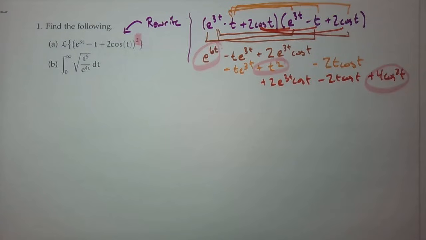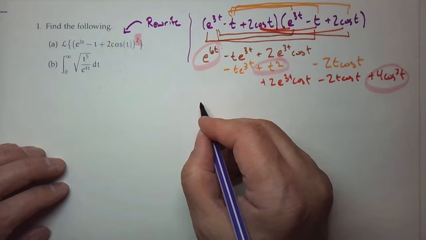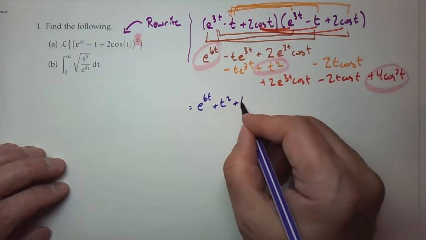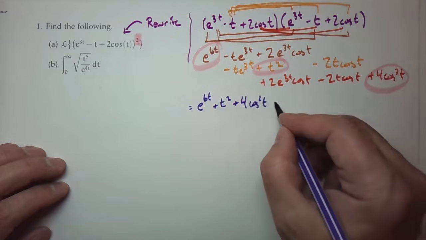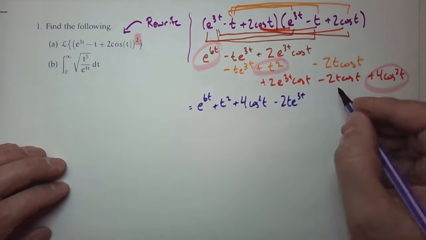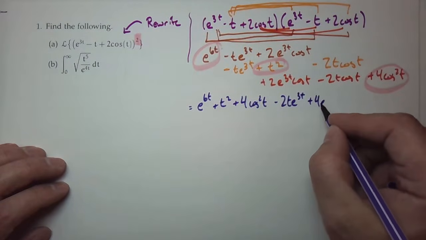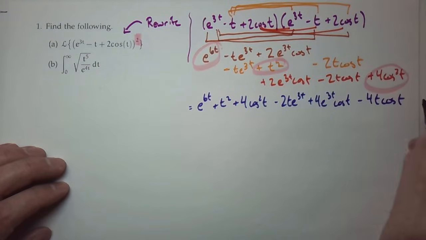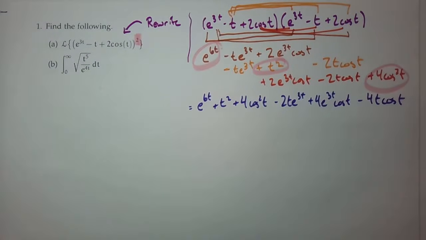Okay, so all told, put together, we can say the inside becomes e to the 6t plus t squared plus 4 cosine squared t minus 2t e to the 3t plus 4 e to the 3t cosine t minus 4t cosine t. Okay, so that's the square. All right, now remember we said that Laplace transforms are nice when it comes to addition. So if you have a bunch of stuff being added together, you say, look, I just treat them individually.